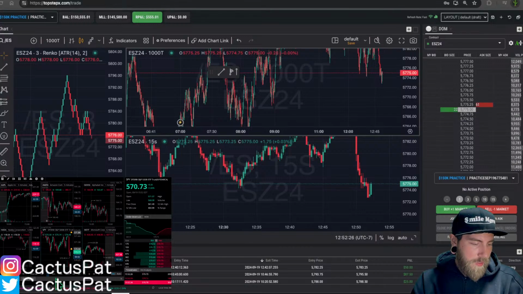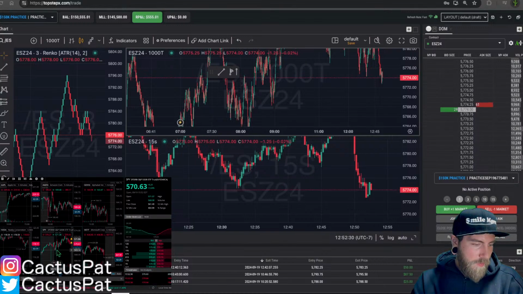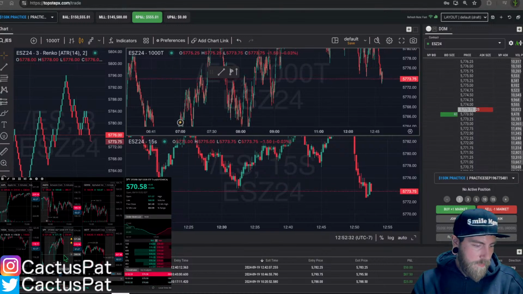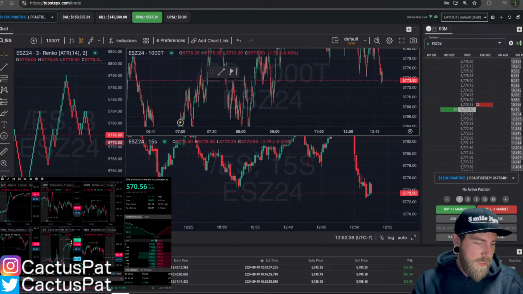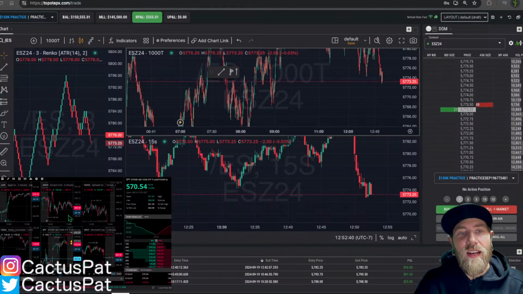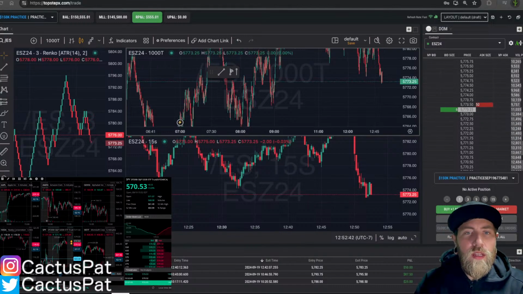All right, looking at the SPY right here. 570. 15-minute chart right here, just to give some kind of better ideas of key levels. Obviously, hitting all-time highs today. Kind of in uncharted territory.